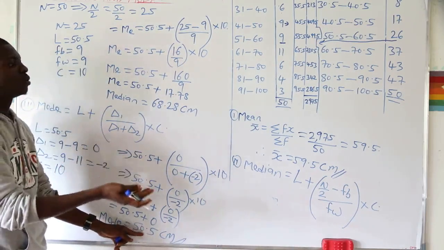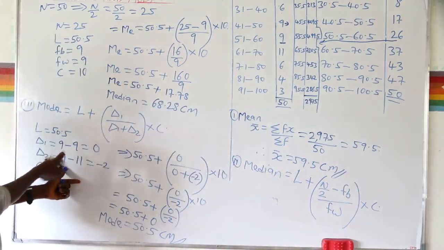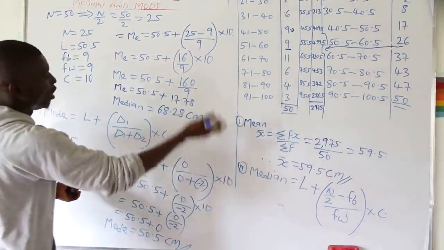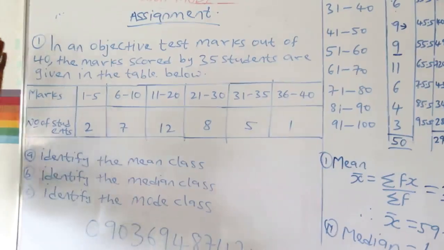So when you're given a question, you bring out your formula and then substitute your values inside the formula. These are our mean, these are our median, and these are our mode. Now these are assignments.